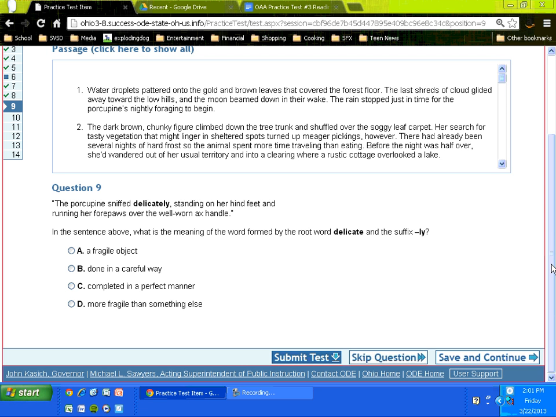B or C. Done in the careful way, completed in a perfect manner. Now we just have to divide between the 2. Go ahead, Kim. Why? Tell you what, here, let me help you out. Key word it. What's the most important word in B? What's the most important word in C? Which word, careful or perfect, more closely matches delicate? There you go. That's why you answered B.